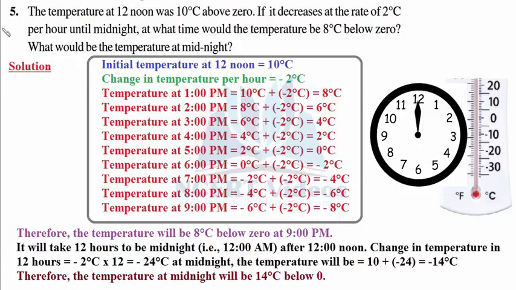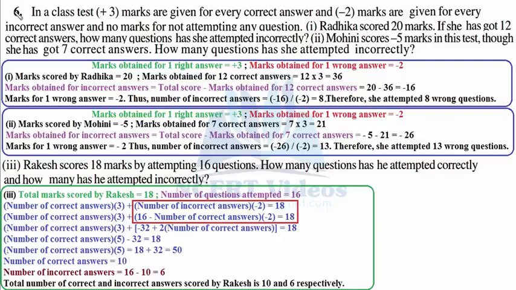So this was your question number 5. Question 6. In a class test, plus 3 marks are given for every correct answer, minus 2 for every incorrect answer, and no marks for not attempting any question. So Radhika scored 20 marks. If she has got 12 correct answers, how many questions has she attempted incorrectly?